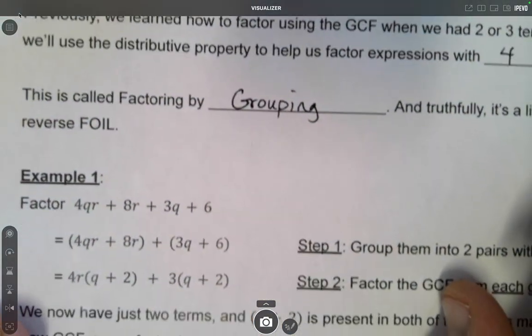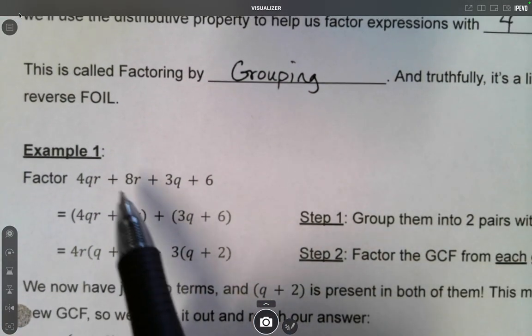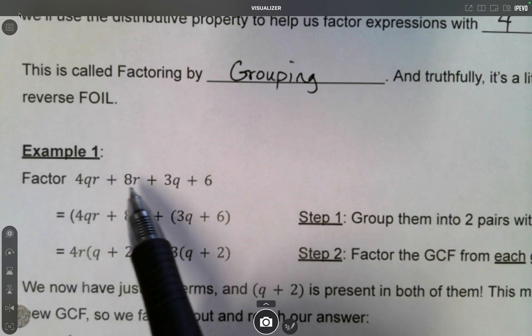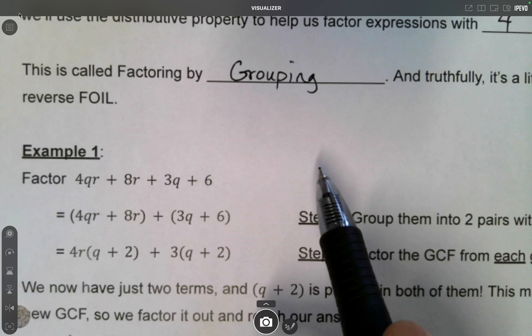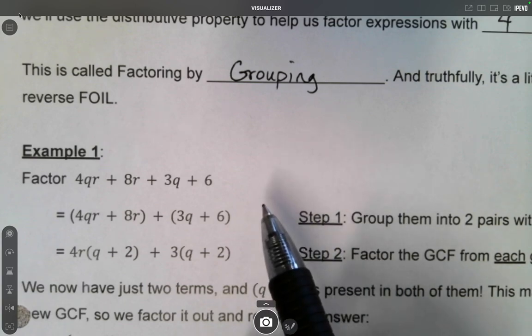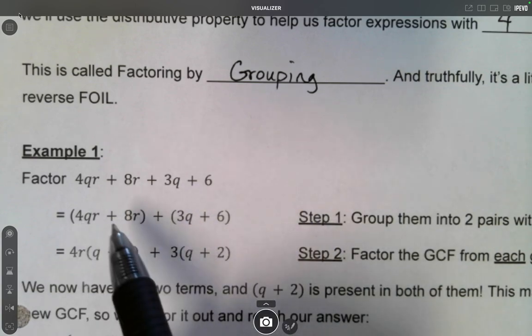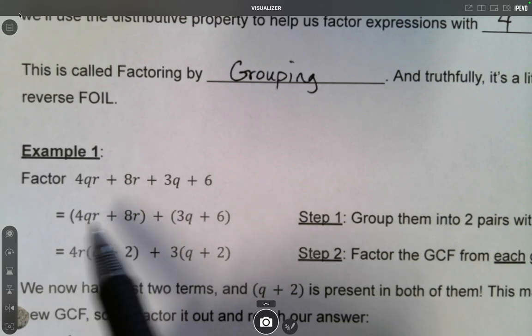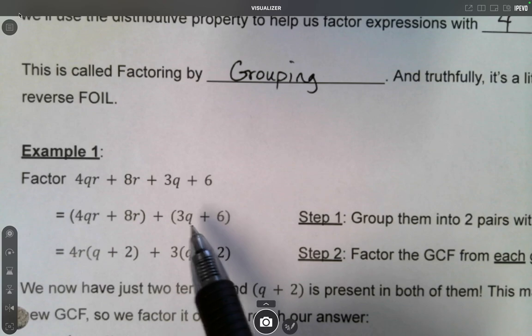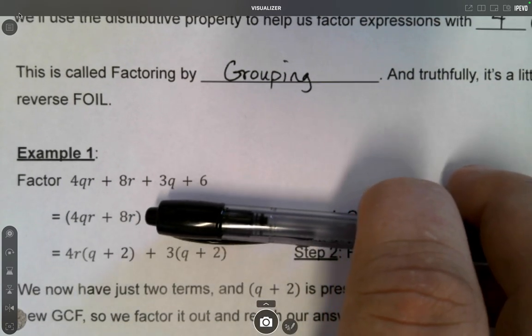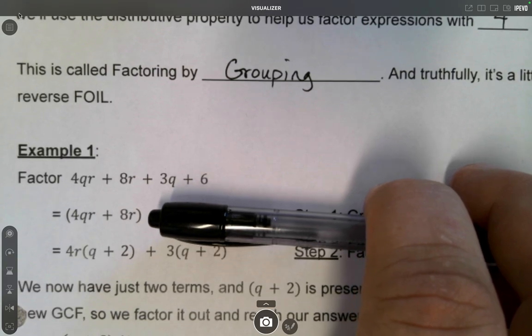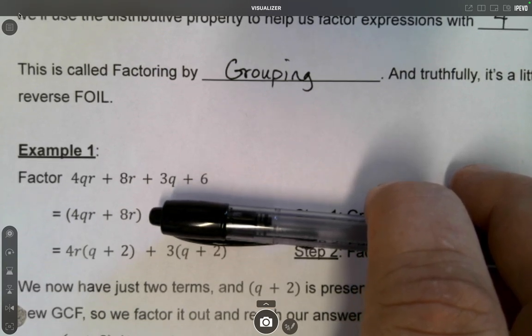So let's demonstrate. Let's say we were told to factor this set of 4 terms. This is called factoring by grouping because what we'll do is group them into 2 pairs. So these parentheses are just a way of saying, okay, let's look at these 2 individually, and let's look at these 2 individually. So we're going to ignore that second half and just ask, what is the greatest common factor between 4QR and 8R?